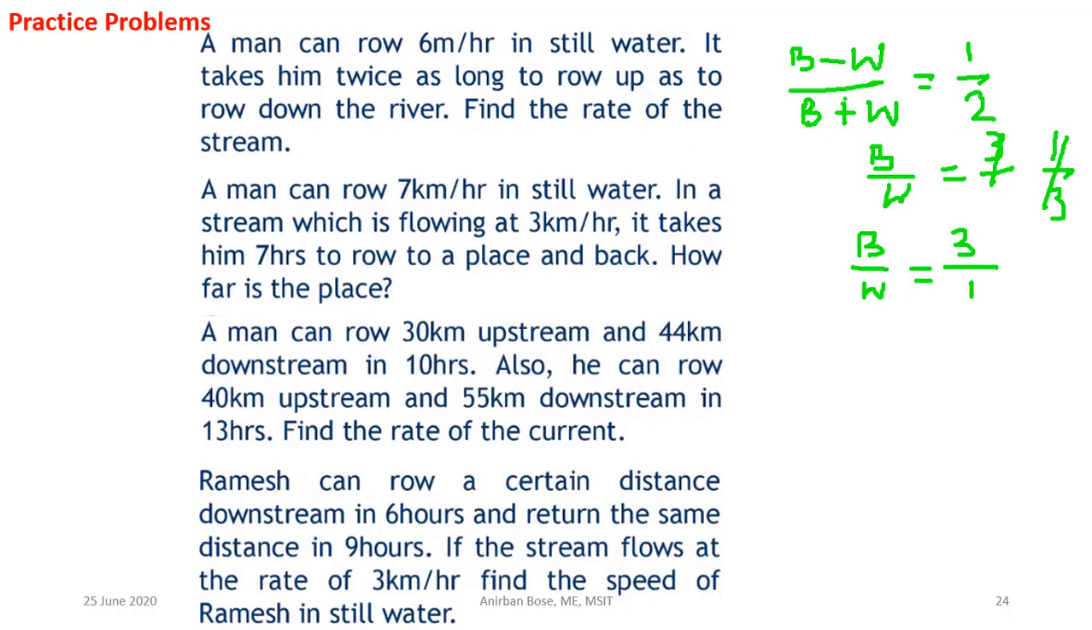What we are basically doing with componendo and dividendo: if the ratio is half, then you do 1 plus 2 divided by 2 minus 1, by which you are getting B by W. How are you getting this? Basically you are adding and subtracting: B minus W plus B plus W at the top, divided by B plus W minus B minus W. Whatever operation you do on the left hand side, you have to do the same on the right hand side.